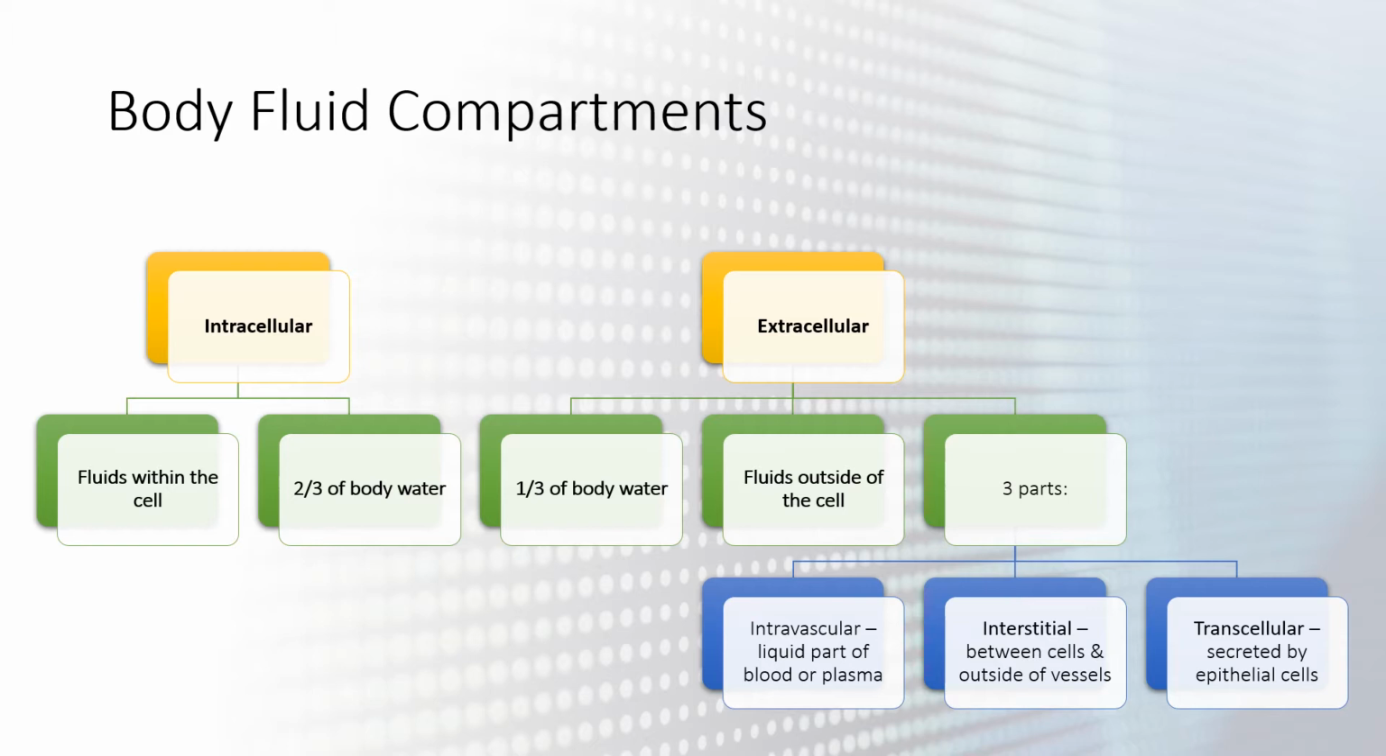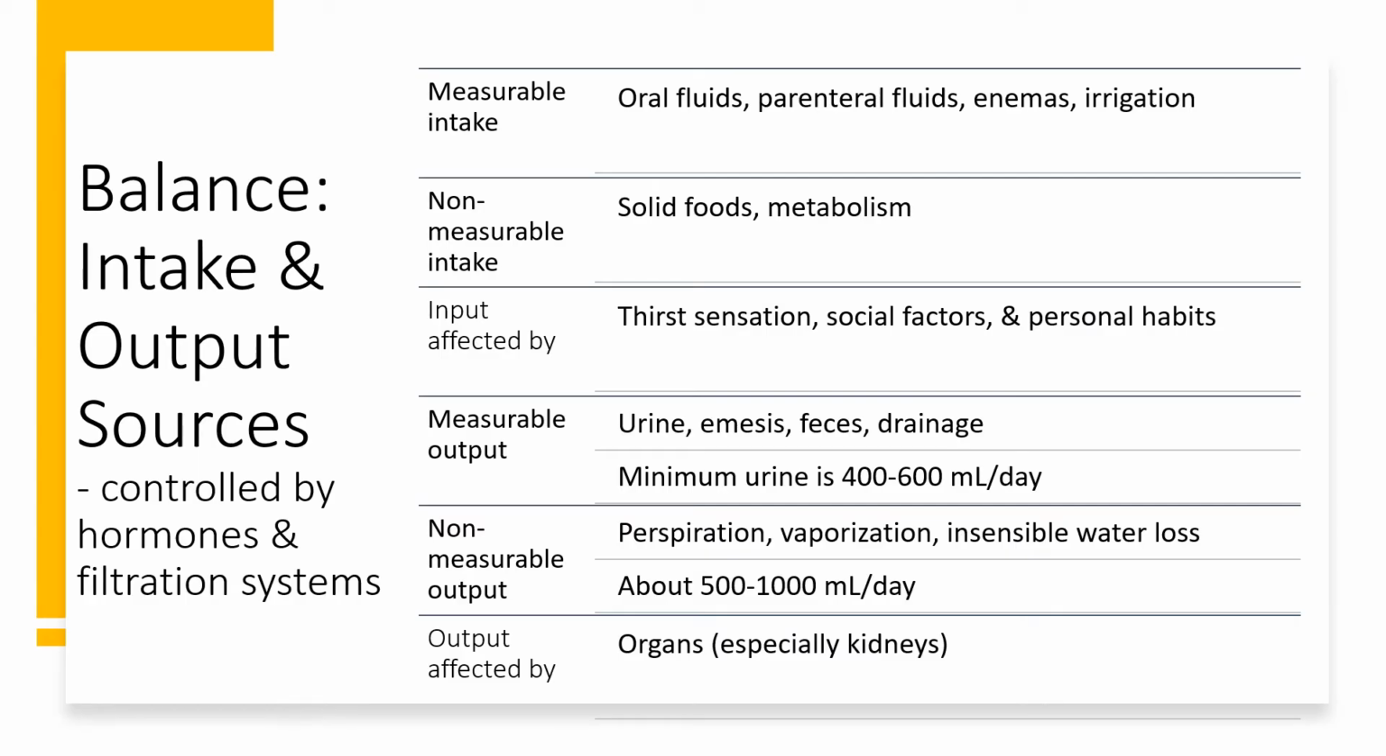So these are the fluids that are outside of the cell, and this consists of intravascular, interstitial, and transcellular types of fluid. So this is only 1/3 of the body fluid that is actually in our bodies. But that 1/3 is practically what we're talking about with most of these imbalances. But where is the fluid shifting? So balance of these compartments is going to be maintained through our intake and output sources, controlled by hormones and filtration systems, most definitely, especially the kidneys for output.